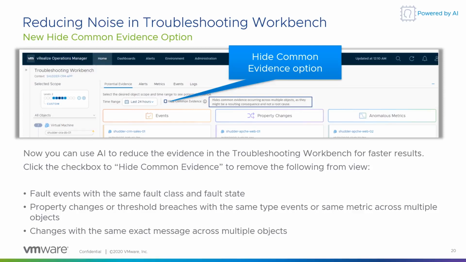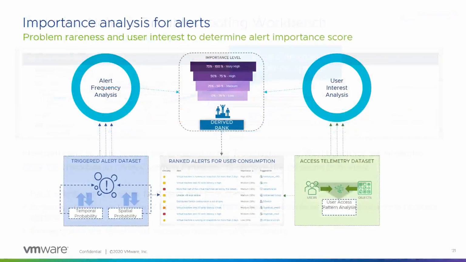So one of the things that we introduced in vRealize Operations 8.1 is the ability to hide common evidence. So again, all of those contention problems, that CPU ready that we're seeing on multiple objects, on all of those virtual machines, well, we can hide those because, again, that's going to be a consequence and not the root cause. So this new feature allows us to reduce the noise and drill down to the root cause a lot faster. And speaking of cutting through the noise, we have a new alert ranking system where we can show the most important alerts to you.